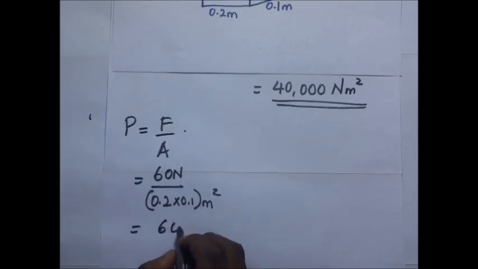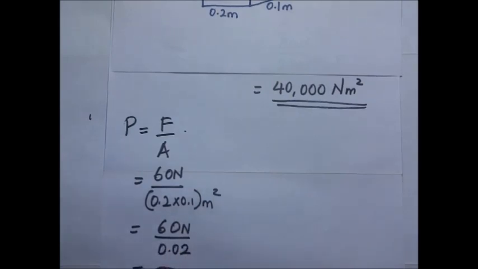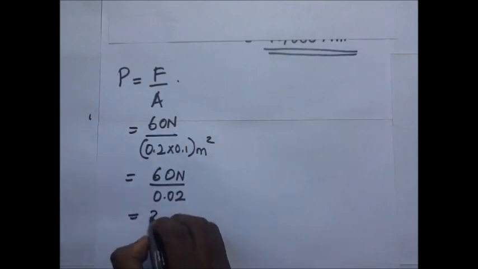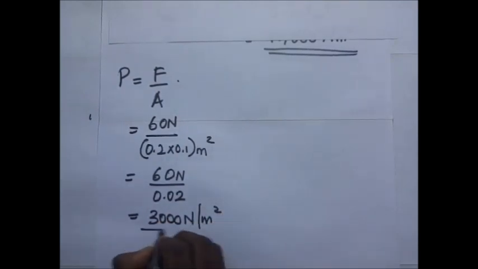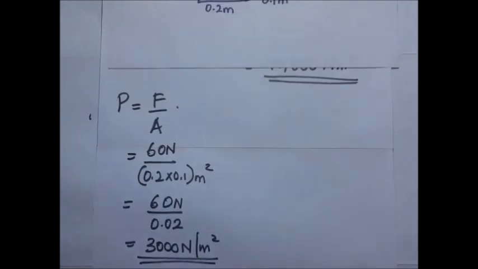And the answer is going to be 60 newtons divided by 0.02. And definitely our answer here will be 3000 newtons per meter squared. That is the pressure of A.